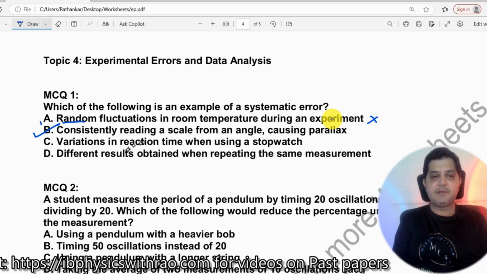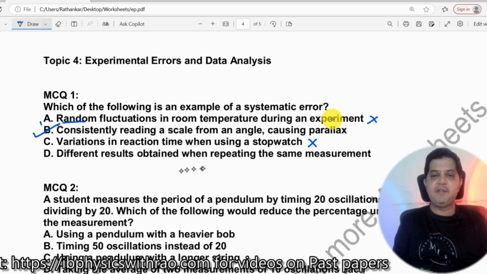Let us look at the rest of them also. Variations in reaction time when using a stopwatch. Reaction time can change, so it will be around 0.3 seconds, 0.1 seconds, 0.2 seconds and so on. So this will be a random error. So you cannot consider this.